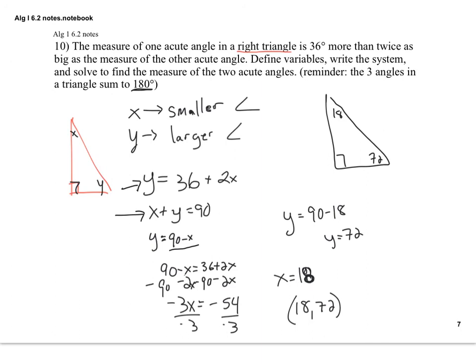I solved for x and got x is equal to 18. Plugged that value back into this equation for x. Solved for y, and then I figured out that y is equal to 72. And then I redrew a right triangle right up here. And it's probably not to the correct scale in terms of the angles.